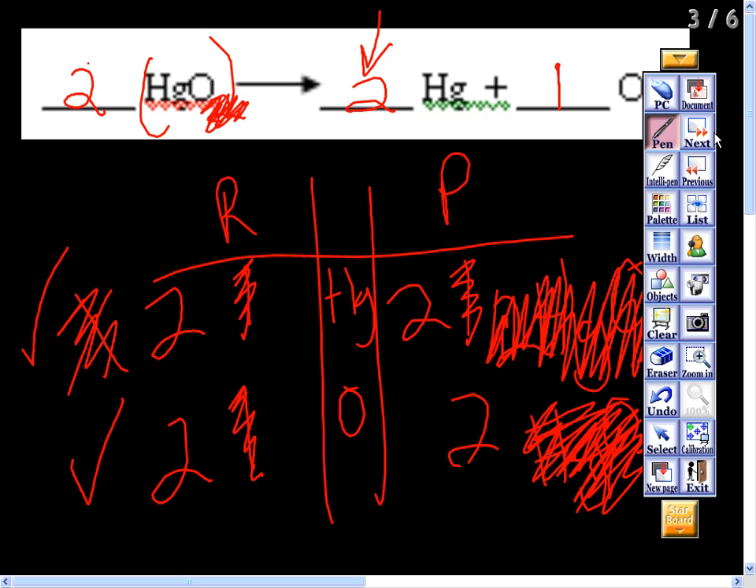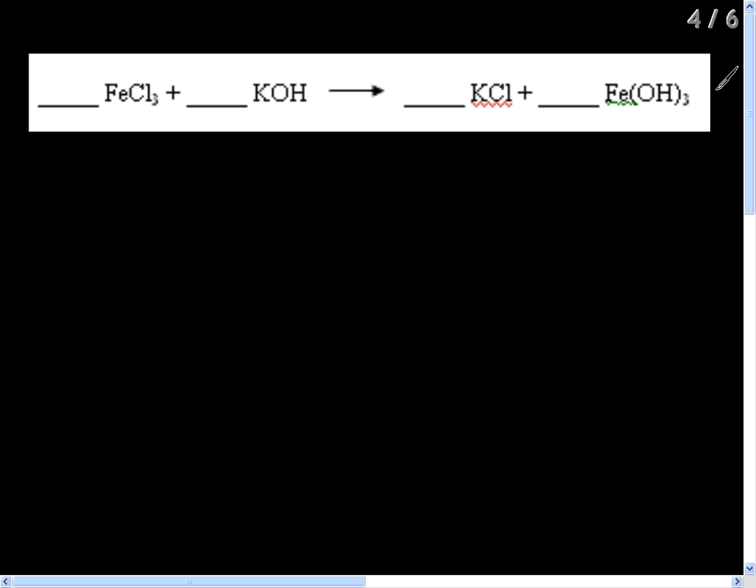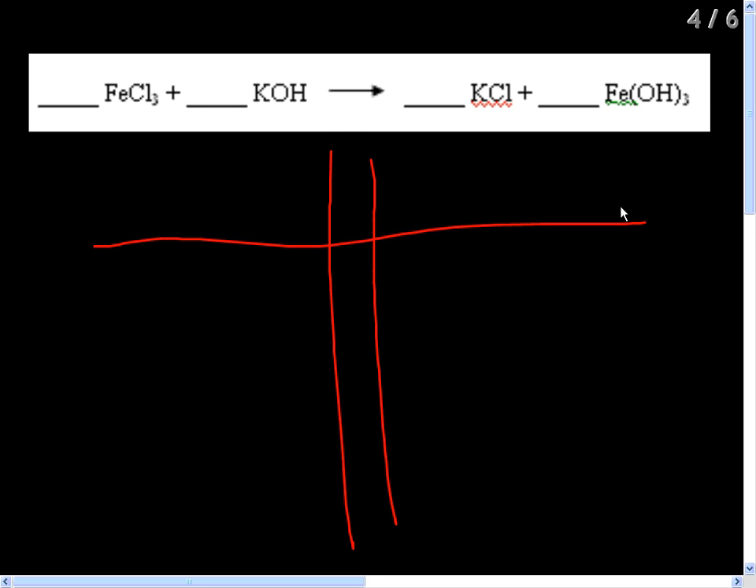Let's try another one. We got more stuff this time. Still same procedure. Let's take a look at what's happening. Set up our chart. So we have our reactants, we have our products. In our reactants we have iron. You start at the left and go to the right. So iron, we have 1 of them in our reactants, and we have 1 in our products.